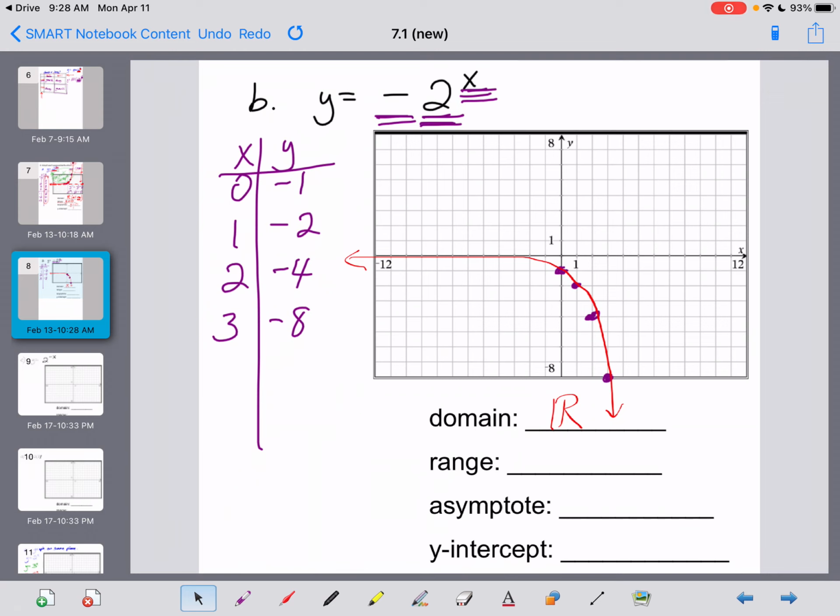Your range, the set of all y values? Well, now as we take a look, we're realizing this time that we're only coming up with negative y values, but we'll never get a positive and we'll never get a 0. So here your range is y is less than 0.